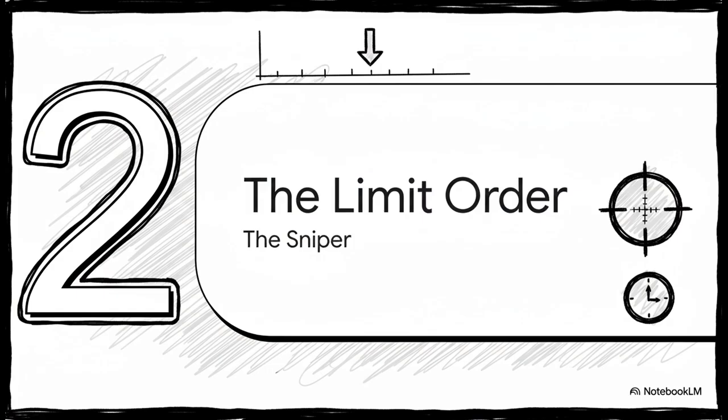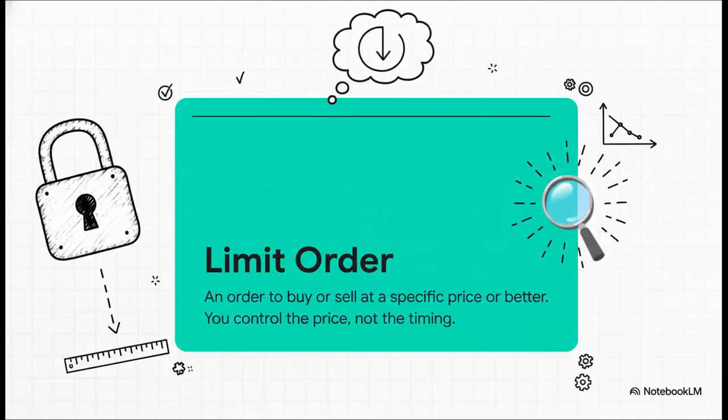All right, let's flip the coin. Now we're talking about the limit order. This is the tool of choice for the sniper. This is for the patient, precise trader who cares more about price than speed. It's perfect for ranging markets or when you want to buy a pullback at a very specific level. A limit order is an instruction with a condition attached. You're telling your broker, I only want to buy if and only if the price comes down to this specific level I've picked out, or even lower. It's all about taking back control.